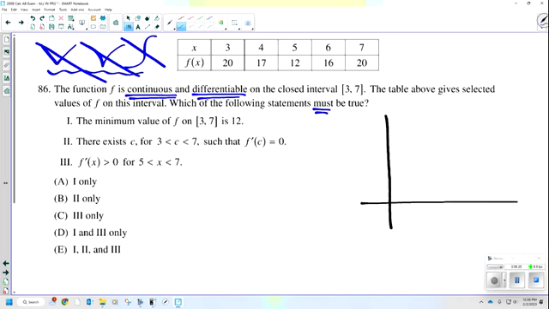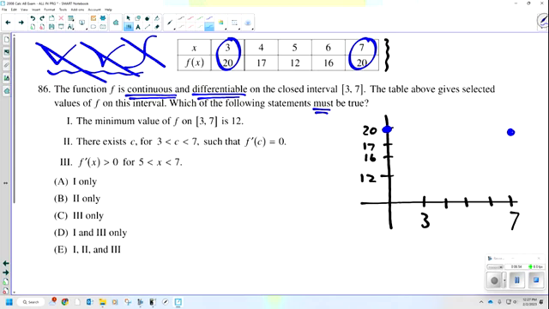My x's go from 3 to 7: 3, 4, 5, 6, 7. And all I'm going to do is plot some of these points here. Here's 20. Why don't we plot them all? Here's 12, and then we have 16, and we have 17. So 3, 20, that's right here. I'm going to plot 7, 20. That's the same one that's right here. 5, 12 is in the middle. That would be right about here. 4, 17 would be right here. And 6, 16 right here. All I've done is plot those 5 points in the table.